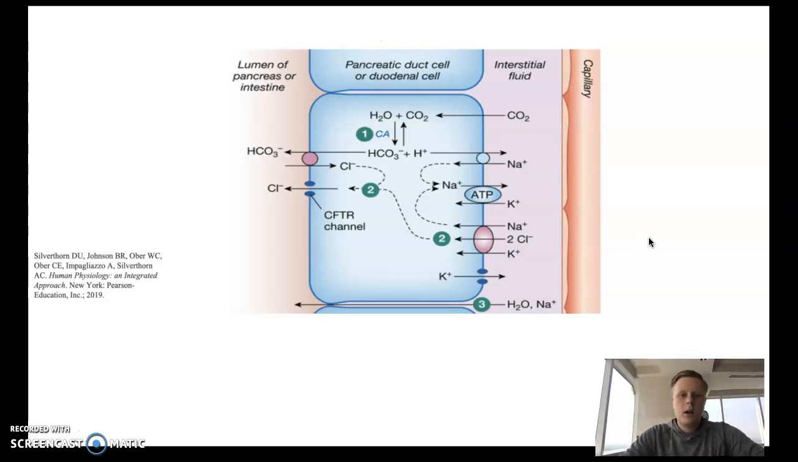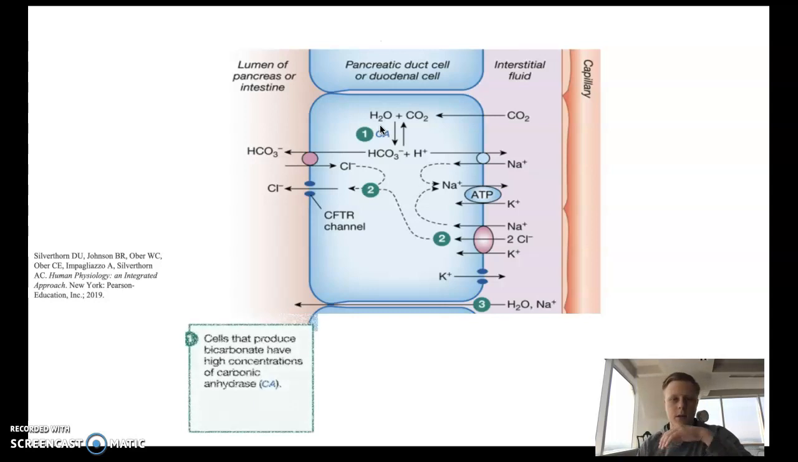Here we see a nice representation of bicarbonate and how it is formed and then makes its way over to the intestine. First, it must be secreted. It can't be just secreted as bicarbonate. It first must be made into bicarbonate. This is done through converting H2O and CO2 into bicarbonate through the use of carbonic anhydrase. So these duct cells have to have a lot of carbonic anhydrase in order to produce the bicarbonate, so that it can fulfill its role.